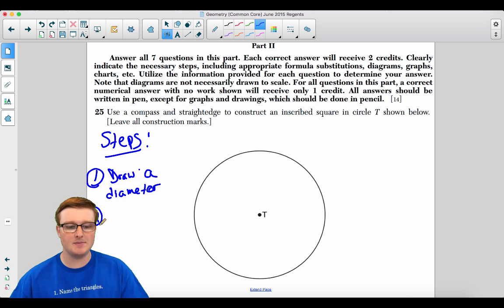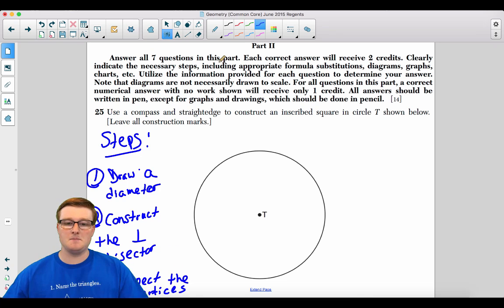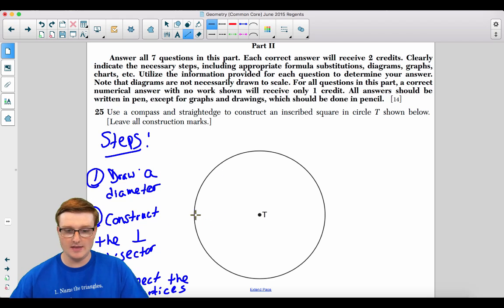The second step that you need to do is construct the perpendicular bisector. Then the last thing that you need to do is connect the vertices, or the points. Now, why am I telling you these steps? Well, we're going to go more in depth as to why that is right now.